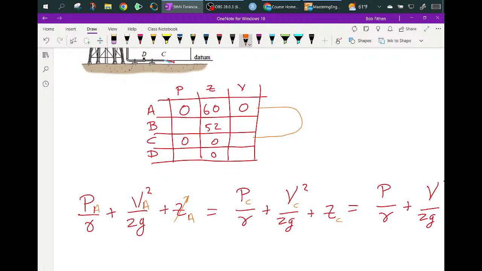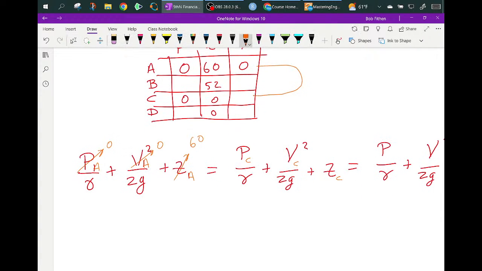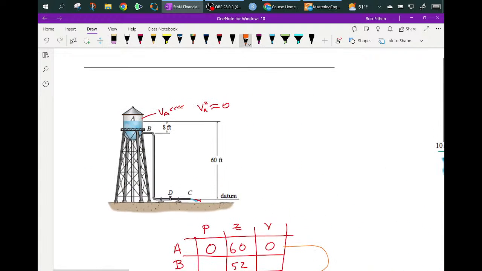ZA, that's going to be 60. Velocity at A, that's going to be nothing. Pressure at A, that's going to be nothing. So on the left, you just get 60 feet of head. This is why civils love this. They just look at that and say, oh, I'm supplying 60 feet of head. That's simple.